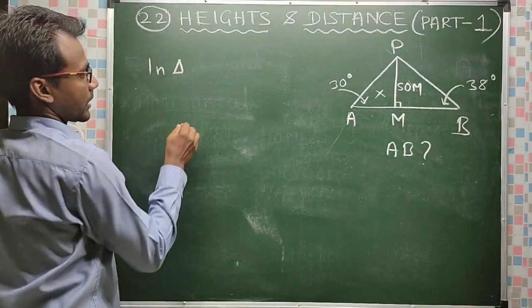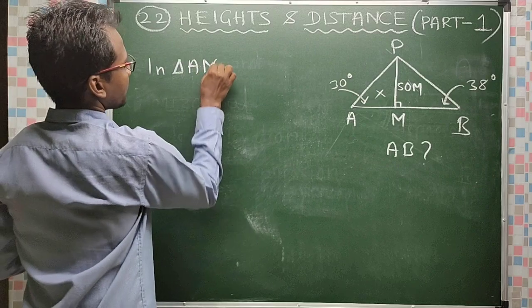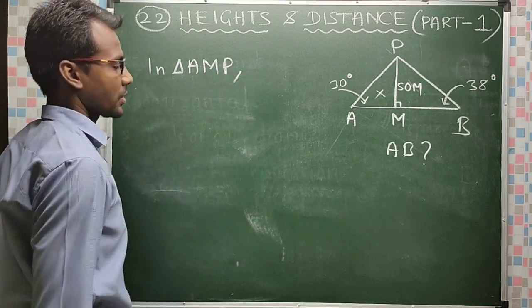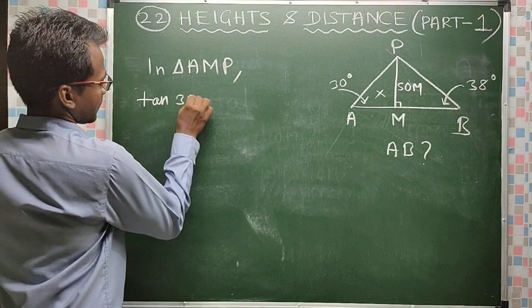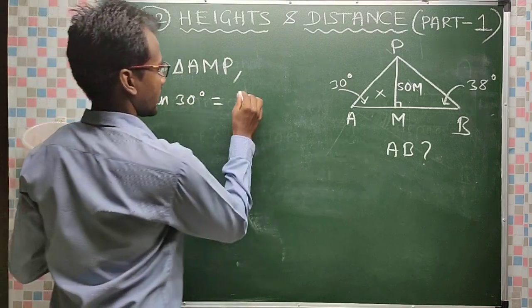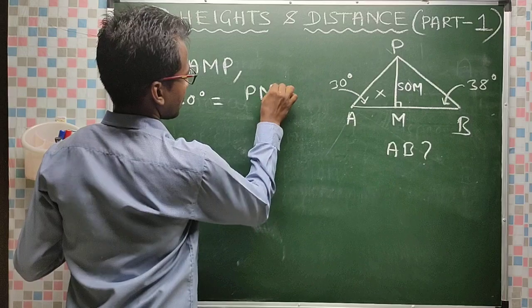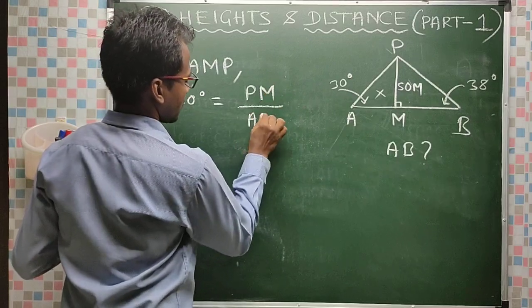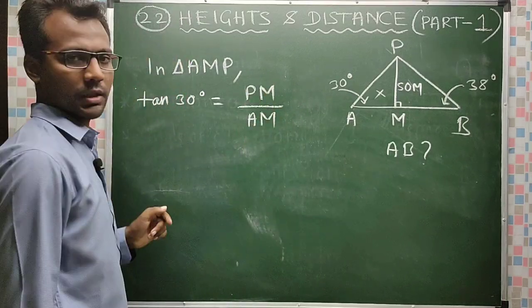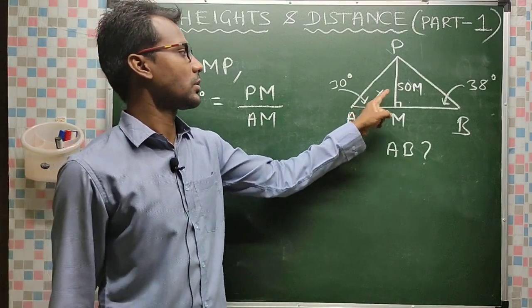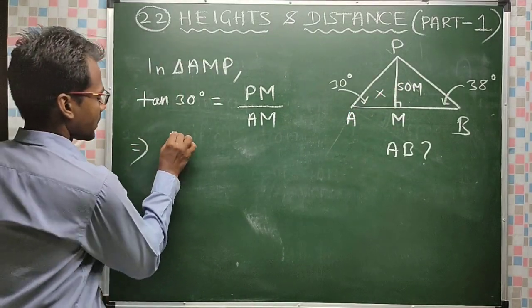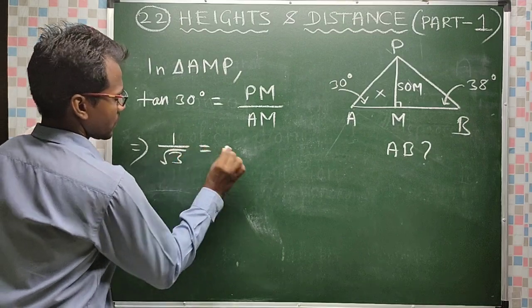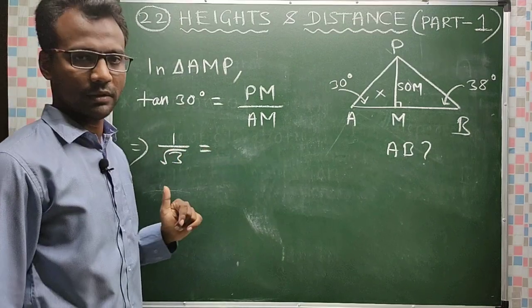In triangle AMP, tan 30 degree is equal to PM by AM. You can see tan 30 degree equals perpendicular by base. Tan 30 is equal to 1 by root 3. This is the value of tan 30 degree.